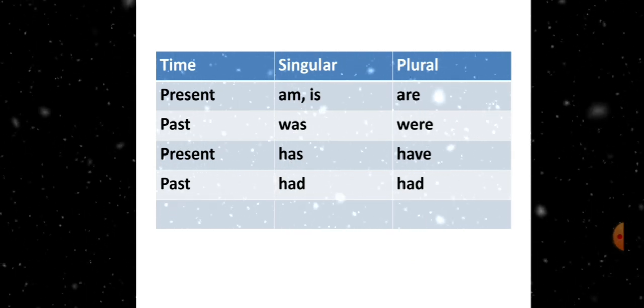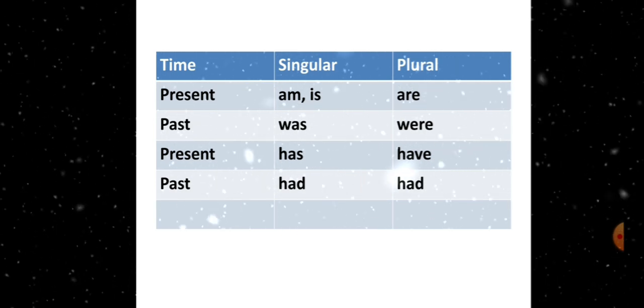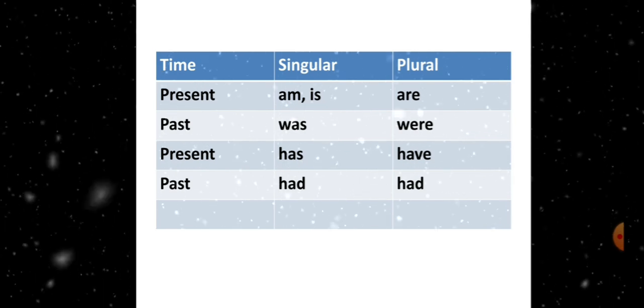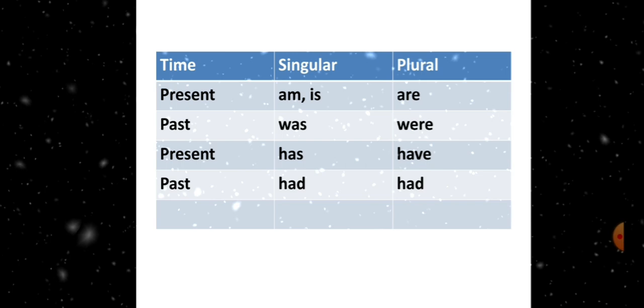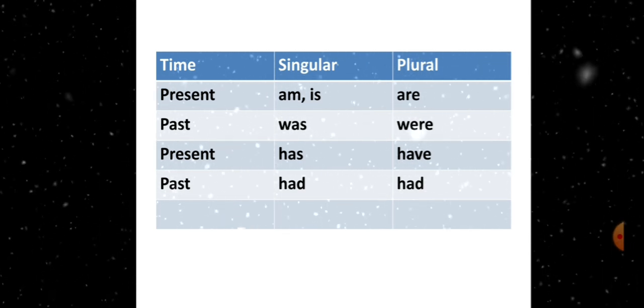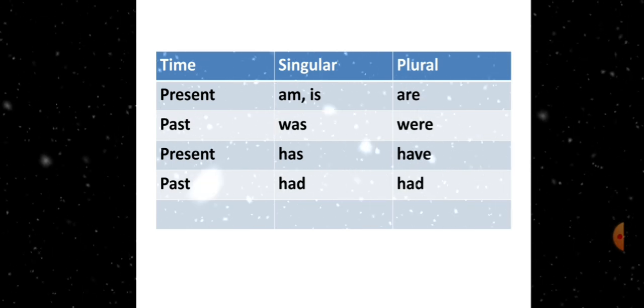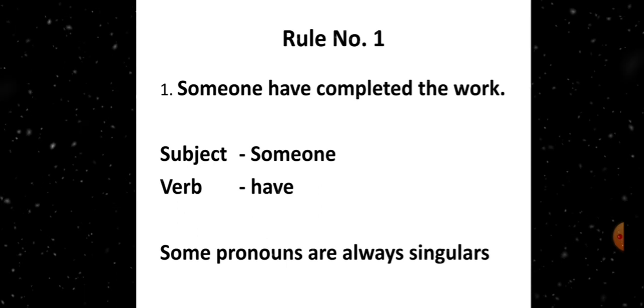Singular form is has, and the plural form of has is have, and the past form of has is had, and of course for have also the past form is had. Learn this table. This will be of great help to you. I believe that most of you already know this table, but in case there is anyone who doesn't know this table, please try to learn. And now let's concentrate on the rules.